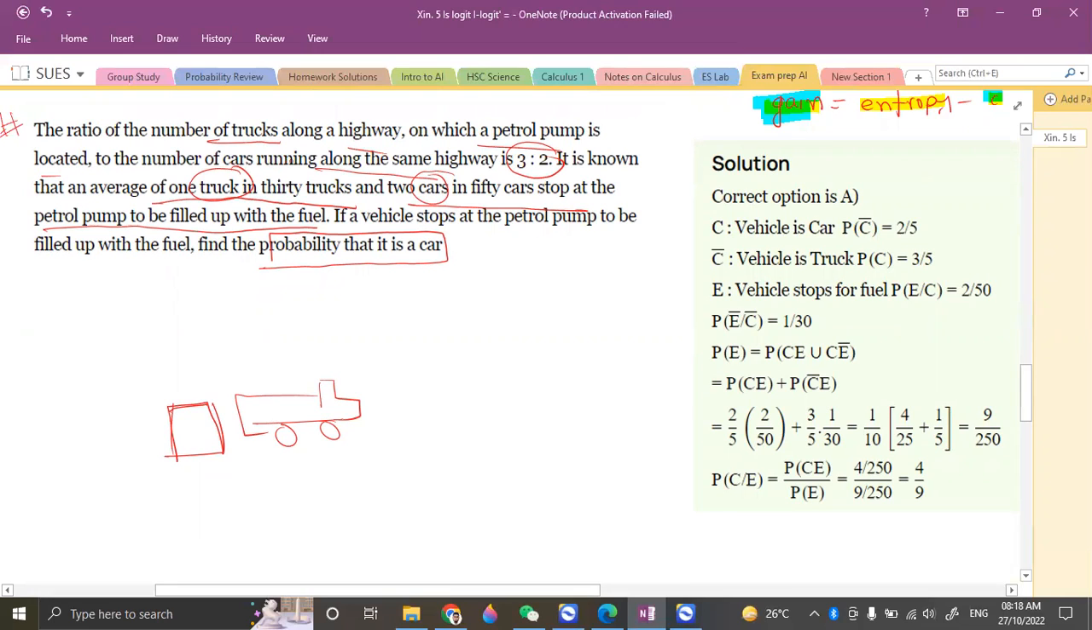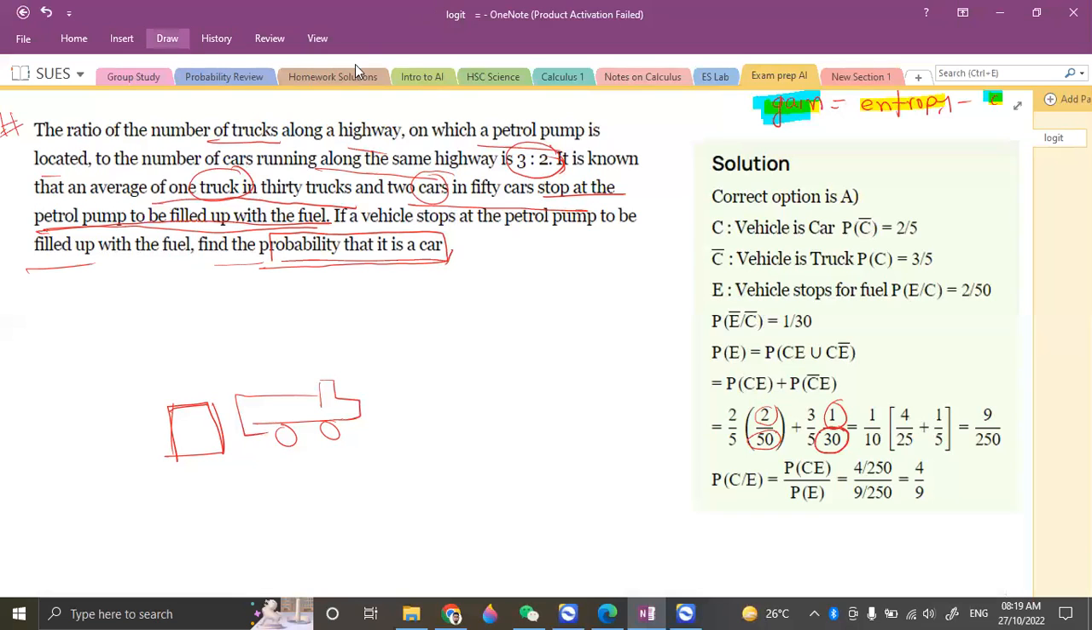So the ratio of the number of trucks along a highway on which the petrol pump is located to the number of cars running along the same highway is 3:2. It is known that an average of 1 truck out of 30 trucks, and 2 cars out of 50 cars, stop at the petrol pump to be filled with the fuel. If a vehicle stops at the petrol pump to be filled up with the fuel, find the probability that it is a car.